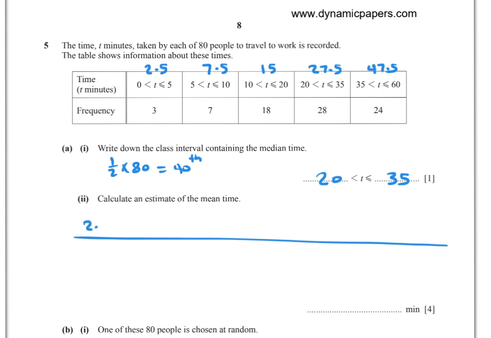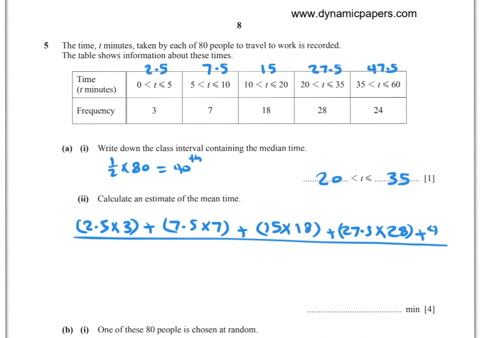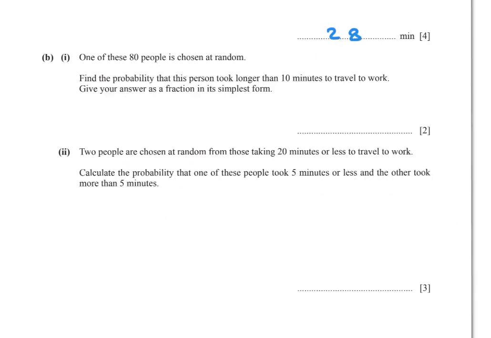So 2.5 multiplied by 3 plus 7.5 multiplied by 7, then 15 times 18 plus 27.5 times 28 plus 47.5 times 24, then divide by the total frequencies, which is 80, equals 28.